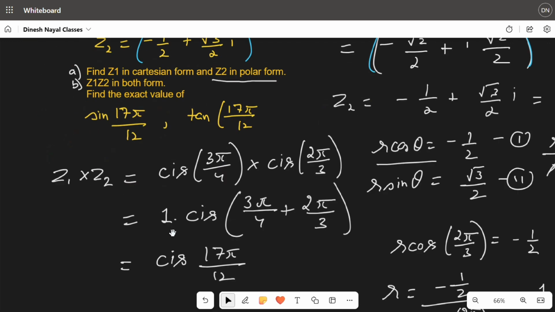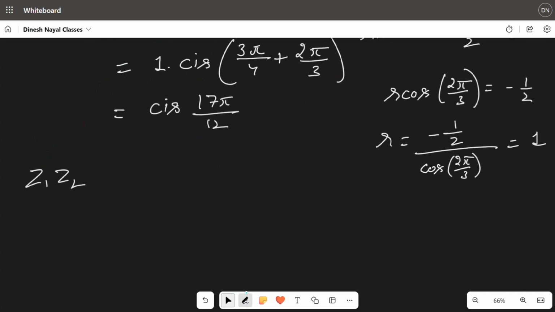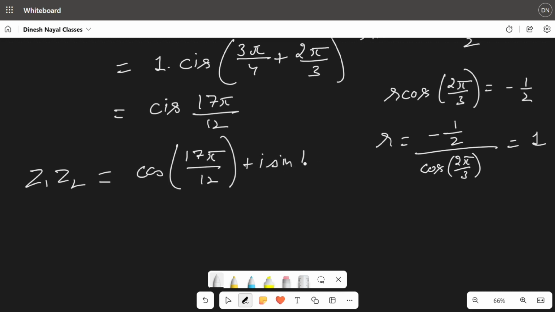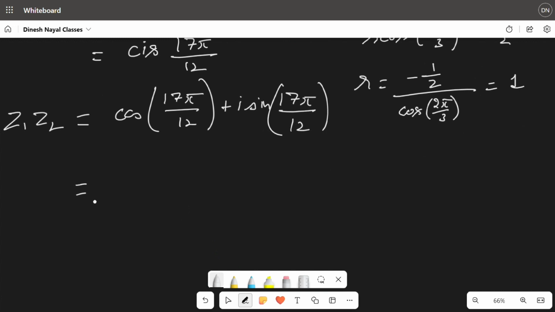Or, in short, we just convert this to the Cartesian form. We know that z1 z2 will be cos 17 pi by 12 plus i sine 17 pi by 12. We can write it like this. So what's the value of cos 17 pi by 12? If we substitute this in the calculator, we get root 2 minus root 6 by 4, plus i sine 17 pi by 12.